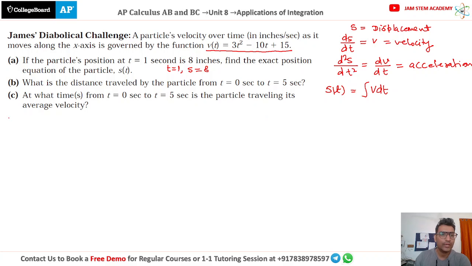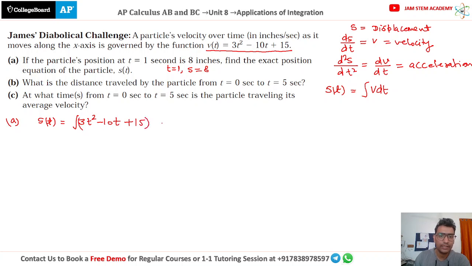Okay, so first part. Now let's start with the A part. Here you just need to integrate that. s of t is the position of the particle at any point, basically, right? Displacement at any point. So it is nothing but the integral of 3t squared minus 10t plus 15.